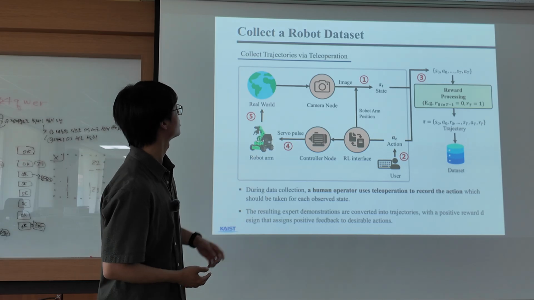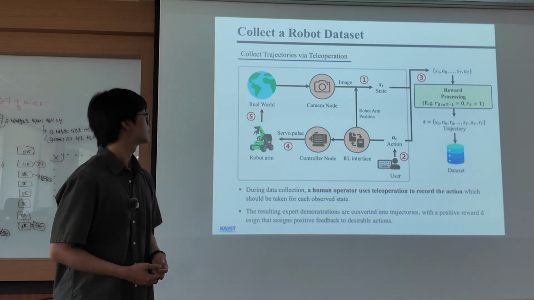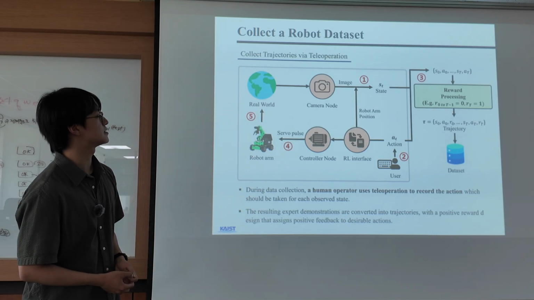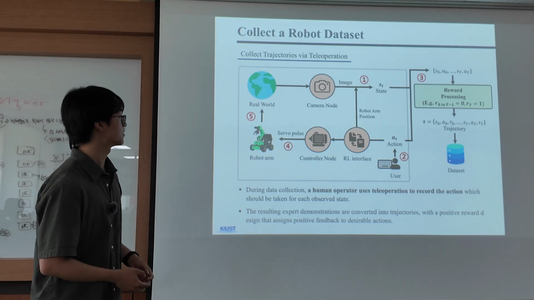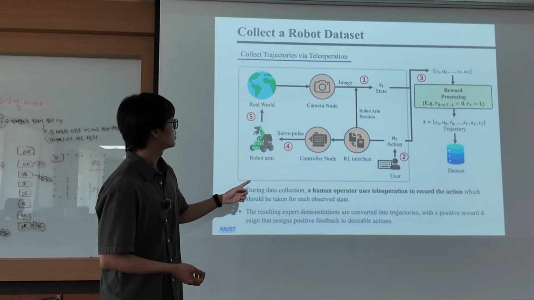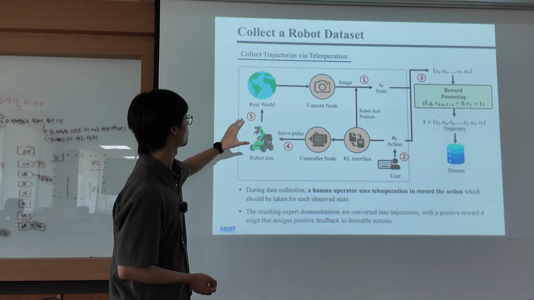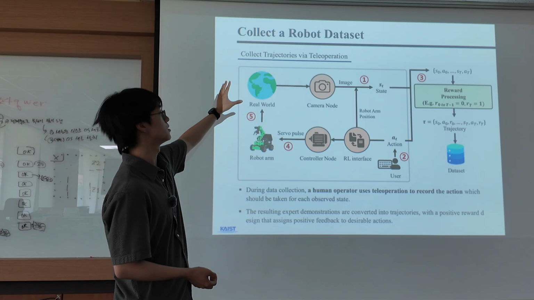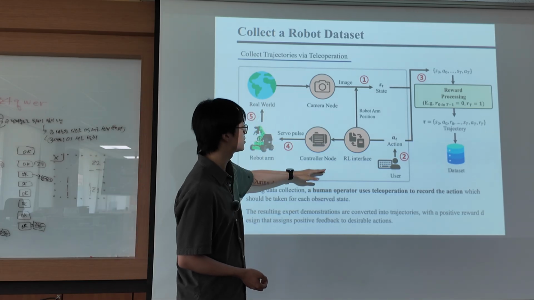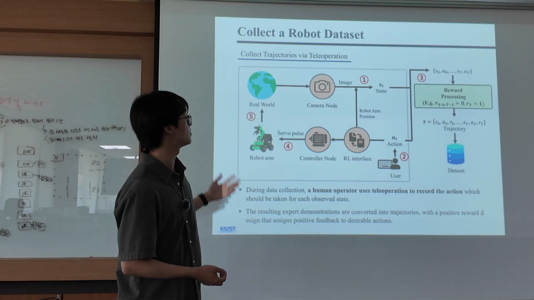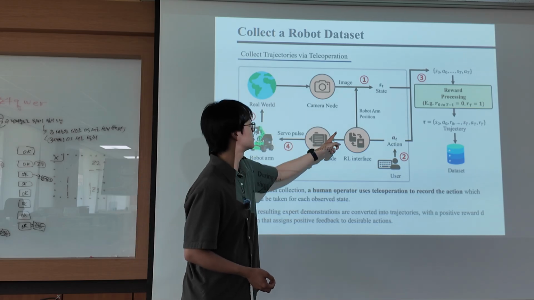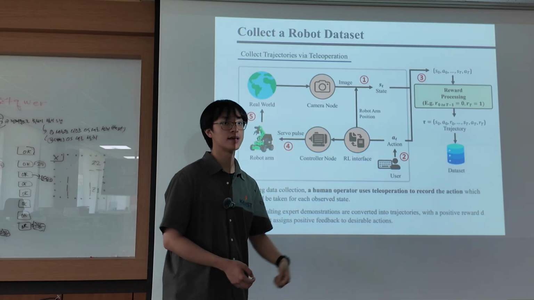Briefly reviewing the pipeline: we collect a data set using offline data, for offline reinforcement learning. The pipeline is like that. The robot arm interacts with the real world using the camera node and controller node that we implemented, using some kind of state and actions.